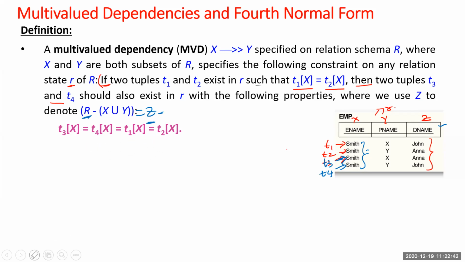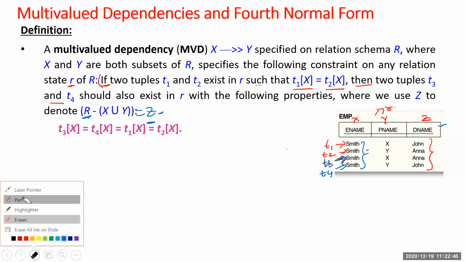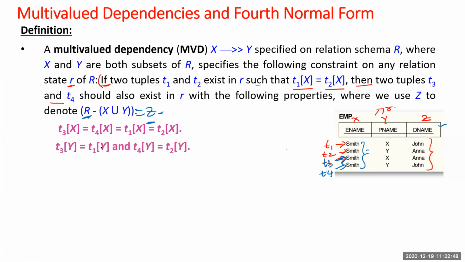Then what will be my next condition? My next condition is, if these four attributes of x are equal, then T3 of y should be equal to T1 of y, where is T3? T3 of y should be equal to T1 of y, and T4 of y is equal to T2 of y. This is x equals x, and this is y equals y. Correct? This is also true.